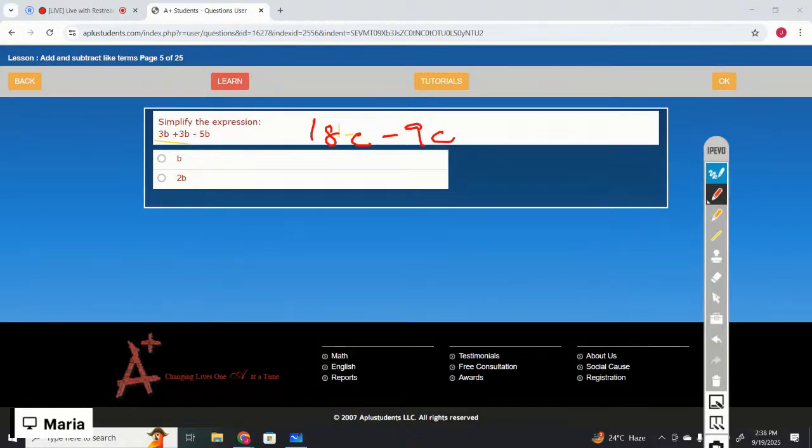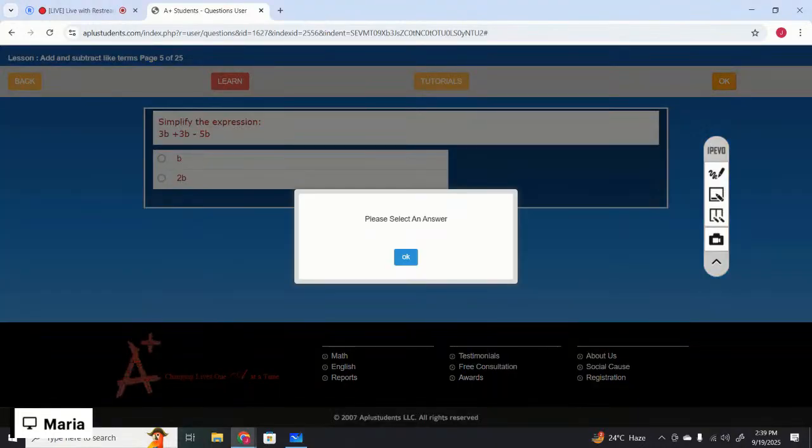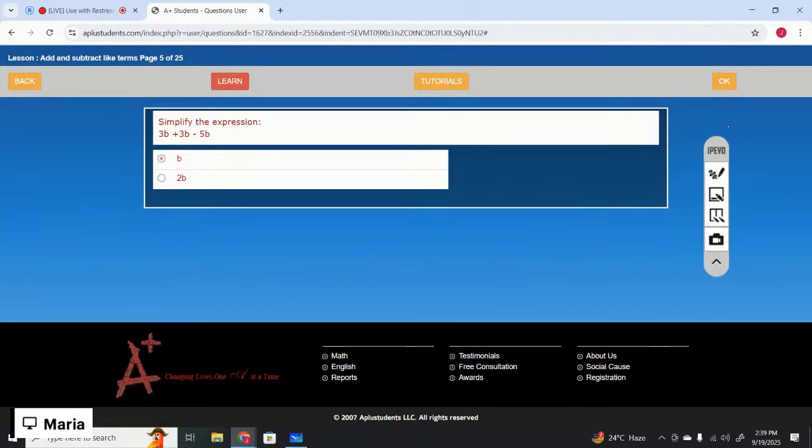3b plus 3b minus 5b. 3 plus 3 makes 6 and 6 minus 5 is 1. So that is b. Option number 2 is the correct option. That is b. Option number 1 is the correct option.